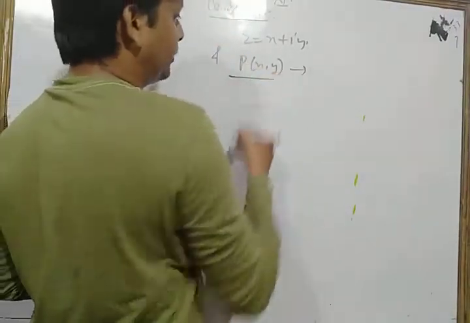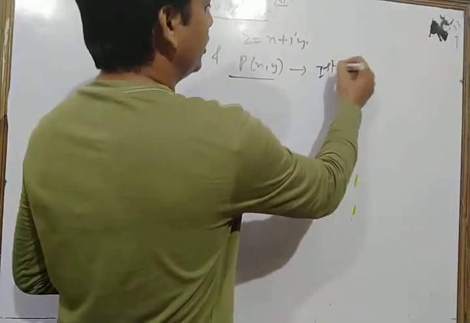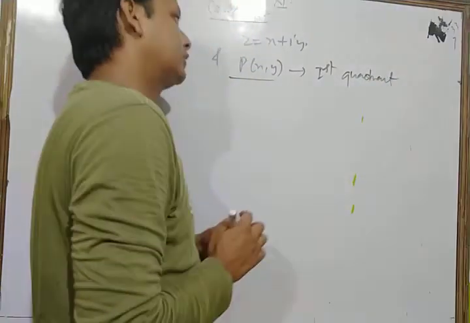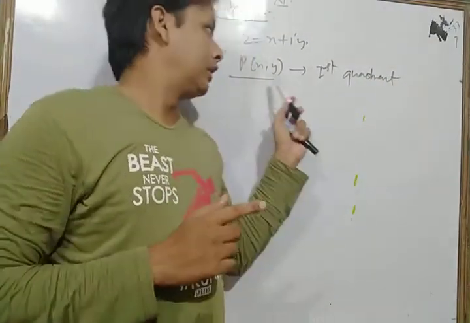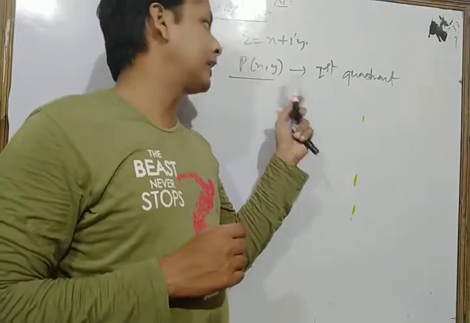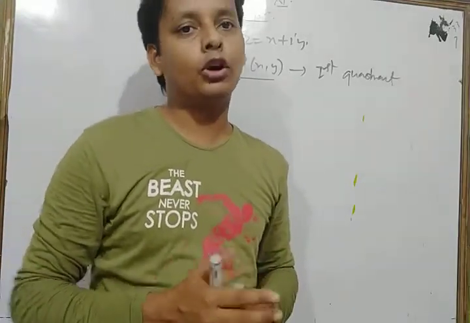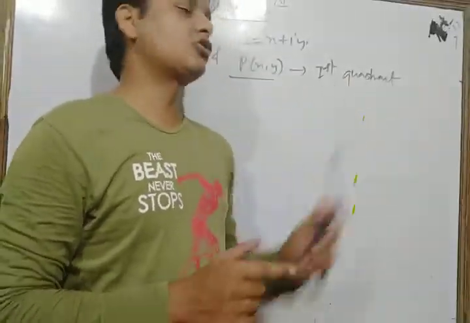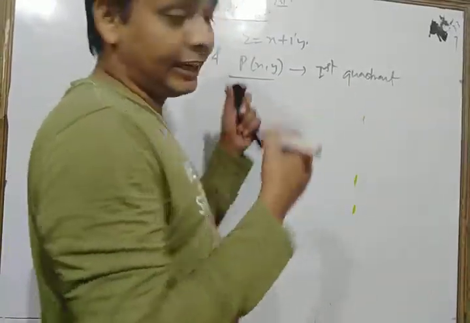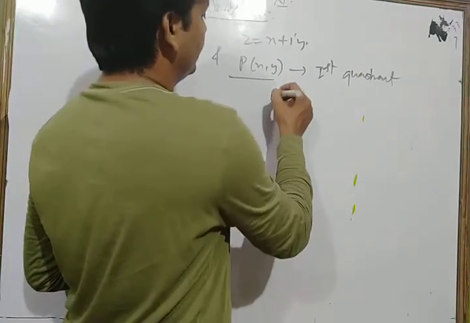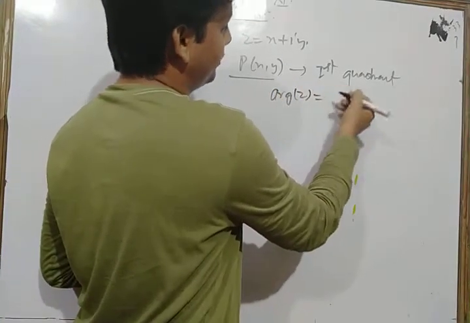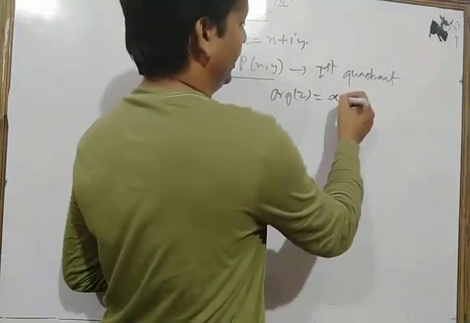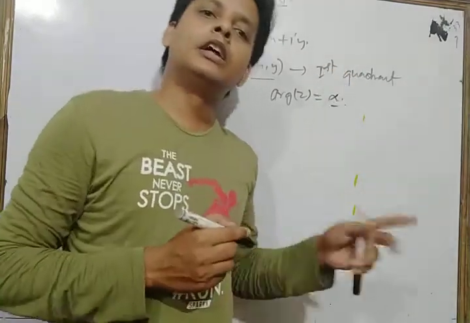Suppose the point P(x, y) lies in the first quadrant. Here x is the real part of the complex number and y is the imaginary part of the complex number. If the point P(x, y) lies in the first quadrant, then in that condition the argument of the complex number is always equal to alpha. Here alpha is an acute angle.